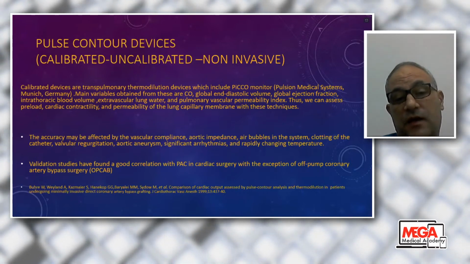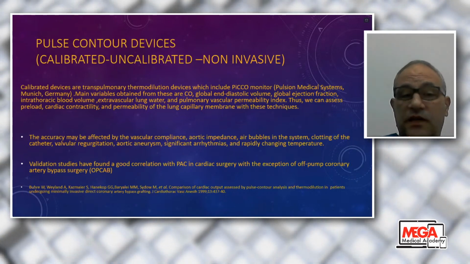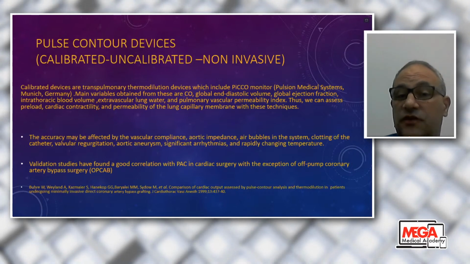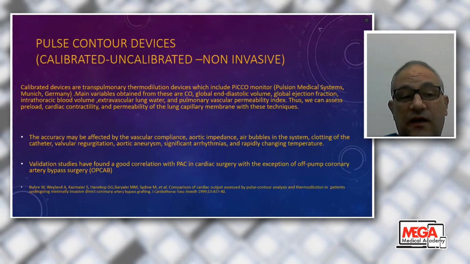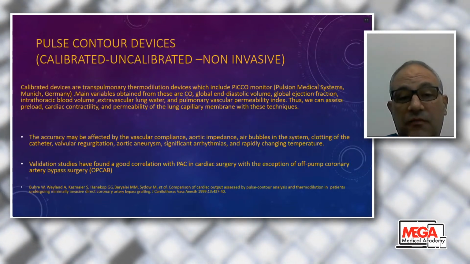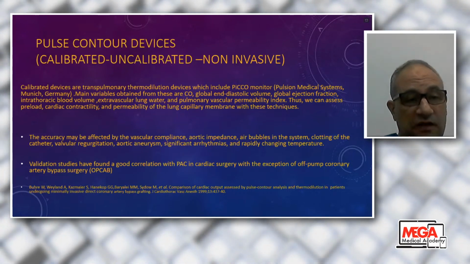What data can I have from the PICO? Cardiac output, global end-diastolic volume, global ejection fraction, intrathoracic blood volume, extravascular lung water, and pulmonary vascular permeability index. PICO is very valuable for assessing permeability of the lung capillary membrane and extravascular lung water, also with the contractility and preload.